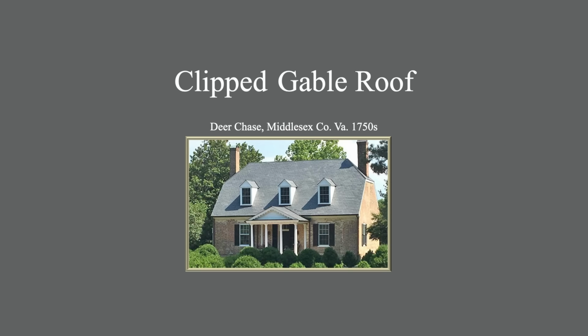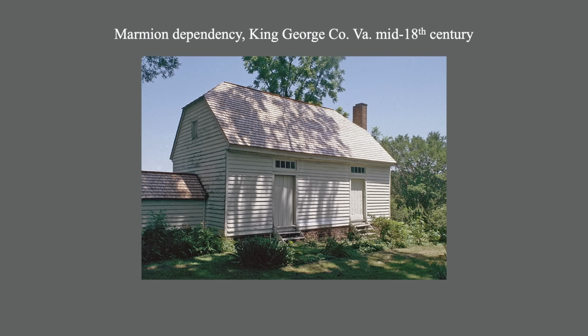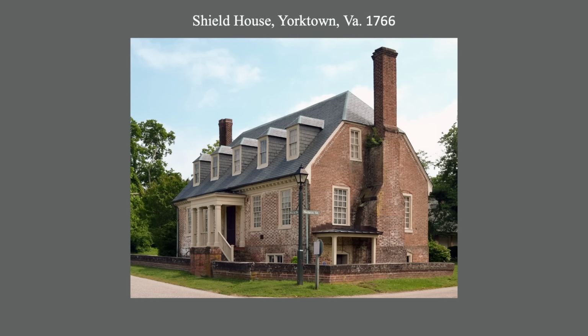Another colonial roof form is the clipped gable. This consists of a gable roof with the ends of its ridge clipped to form a short hip, providing a softer profile, as seen on this colonial outbuilding. The form is not uncommon for high-style houses, such as the Shield House in Yorktown. Here the slope of the clipped gable is echoed in the hipped roofs of the dormers.